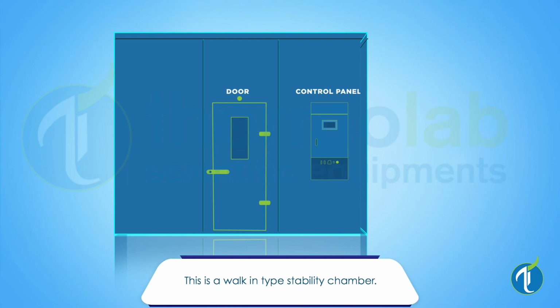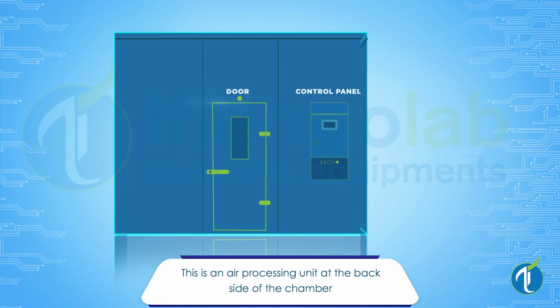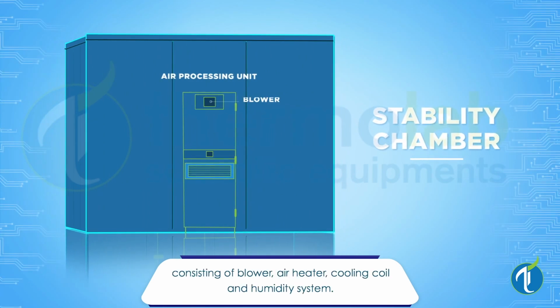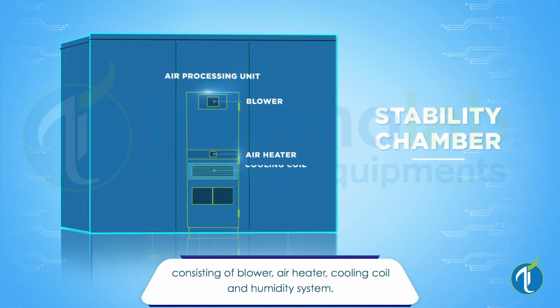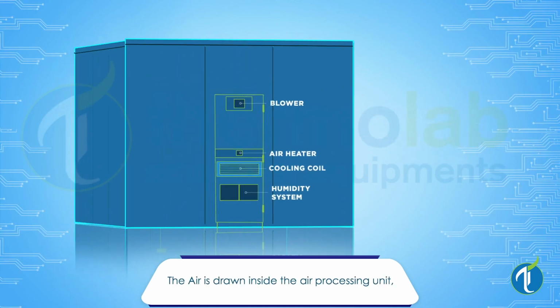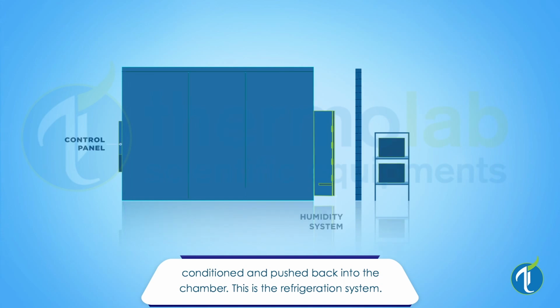This is a walk-in type stability chamber. This is an air processing unit at the back side of the chamber consisting of blower, air heater, cooling coil and humidity system. The air is drawn inside the air processing unit, conditioned and pushed back into the chamber.